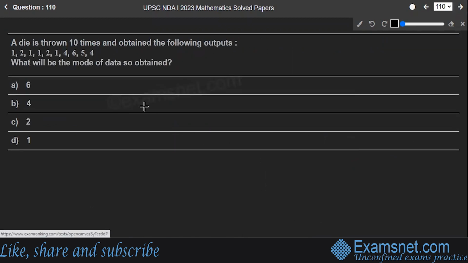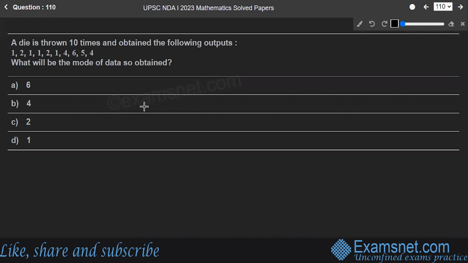Next, question number 110. A die is thrown 10 times and obtains the following outputs. What will be the mode of data so obtained? See, this is a pretty easy question. Like, I'm really surprised you have such type of question. What do you mean by mode? Mode is the value which is occurring the most number of times.